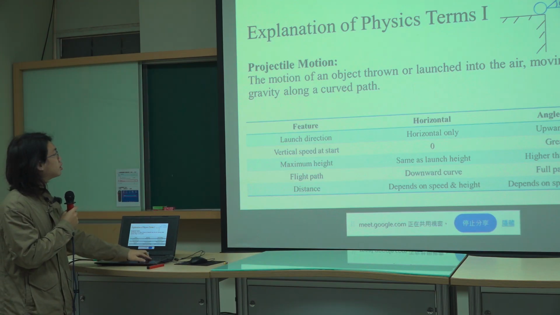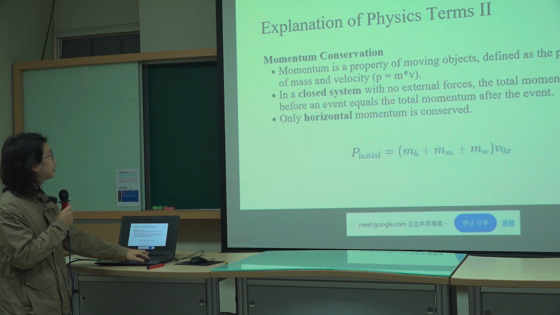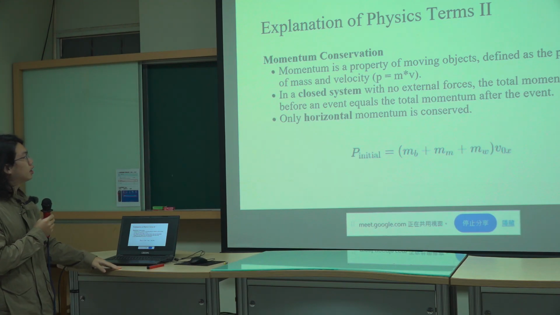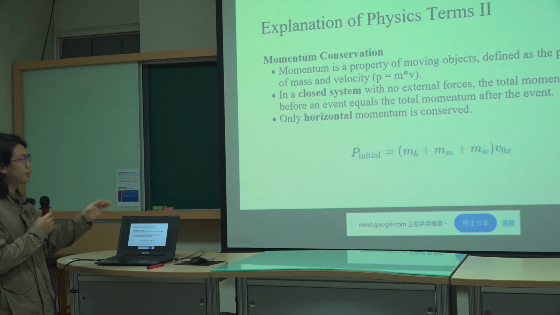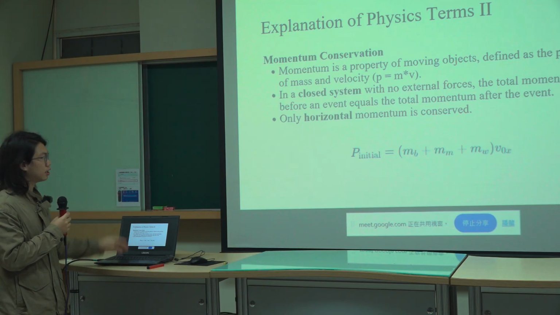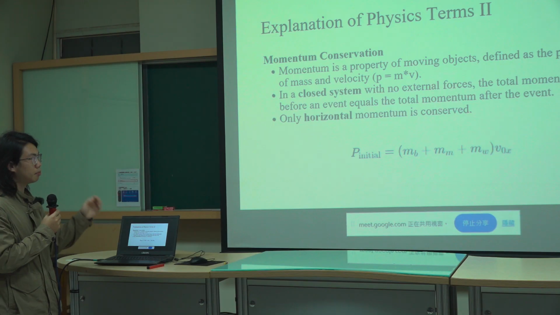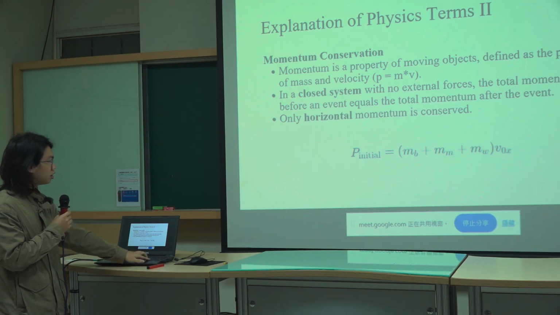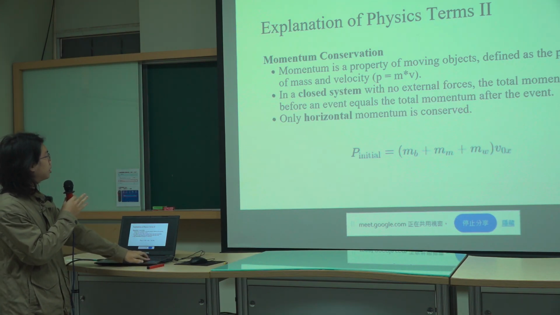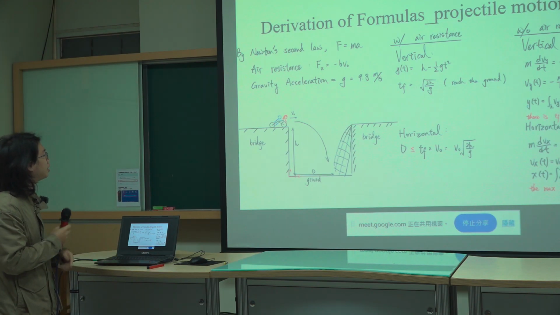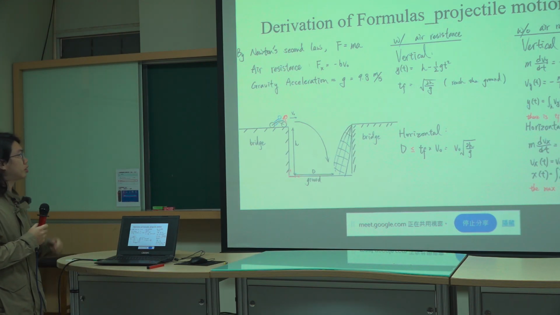And here's the list. I list the differences. And the second is momentum conservation, because in the second scene, they separate first, but Onizuka embraces his student in mid-air. So there is momentum conservation, which I provide here. And here's my derivation of formulas.